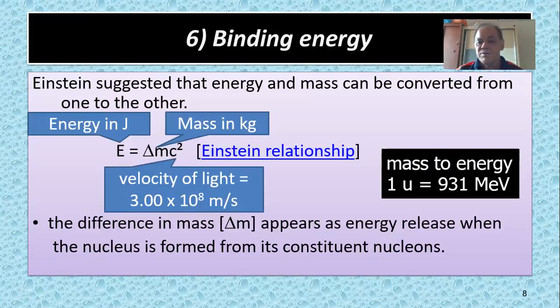Or we can also show that one atomic mass unit equals energy of 931 mega electron volts. This is a faster conversion than using the equation. You can remember that, but usually they will ask you to derive it and then use this value to calculate.